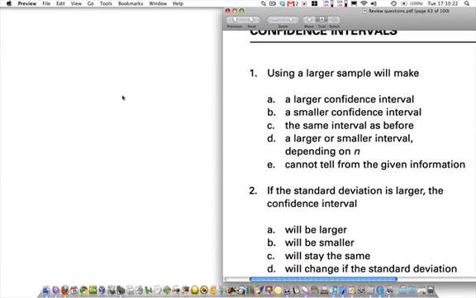Okay, I want to do some practice problems here real quick before I let you loose on some that you can do on your own. So let's take a couple of these. I found some multiple choice questions.